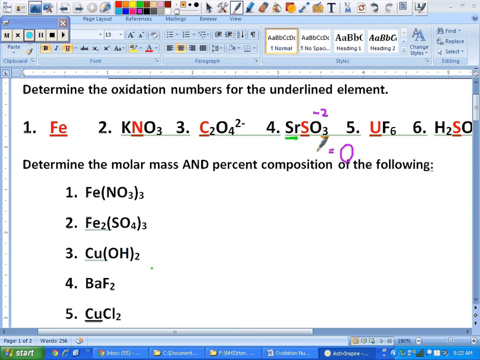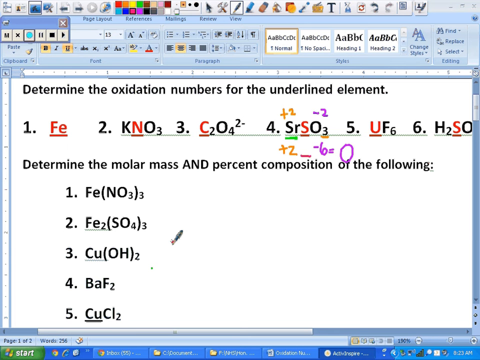Very good. Strontium is in what group? 2. So its oxidation number is +2. Mathematically, bringing this down, you're going to get a +2. Okay. Katie, what do you get right here? +4. Very good. So this is a +4.